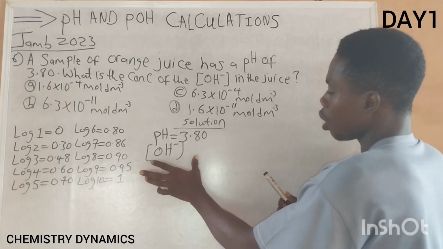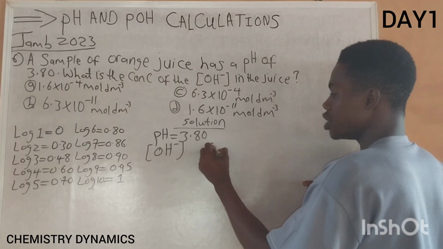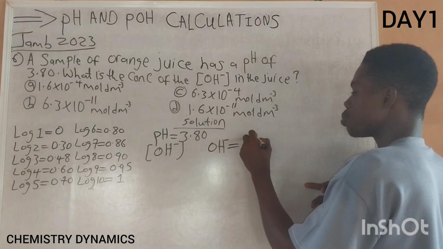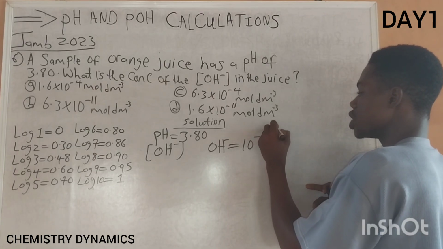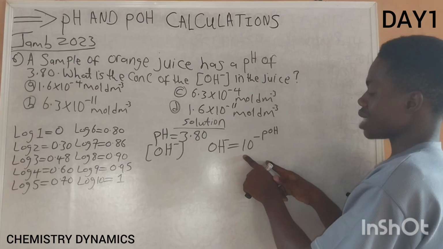So the formula that we'll use in calculating this hydroxide ion, please take note of this formula. Hydroxide ion equals 10 raised to power minus pOH. Are you seeing it now? So this is the formula I'm going to use for calculating hydroxide ion.